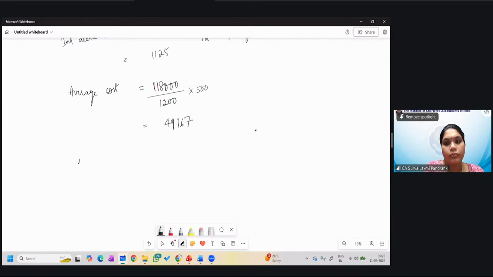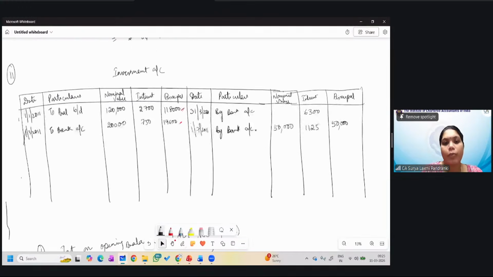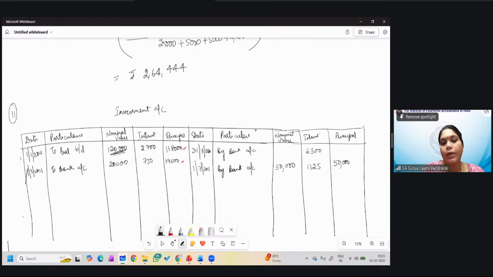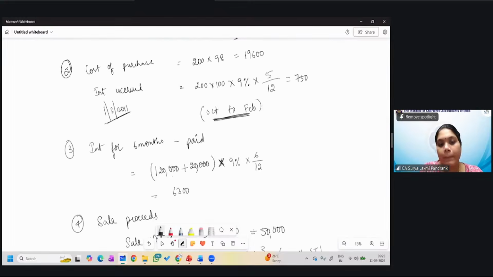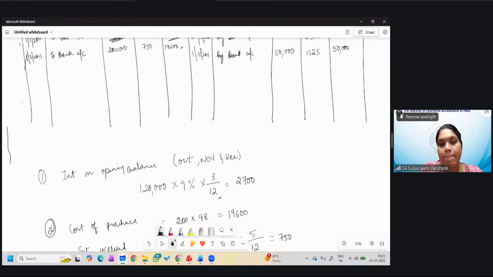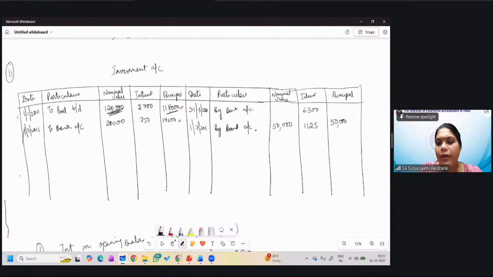Ma'am, how this 1200 came? How many shares we had earlier? Number of bonds. This is 1200 only, no? Cost is this is 1200. So I just have divided to see what is the price. Like 120 divided by 118. What, 120 divided by 180?